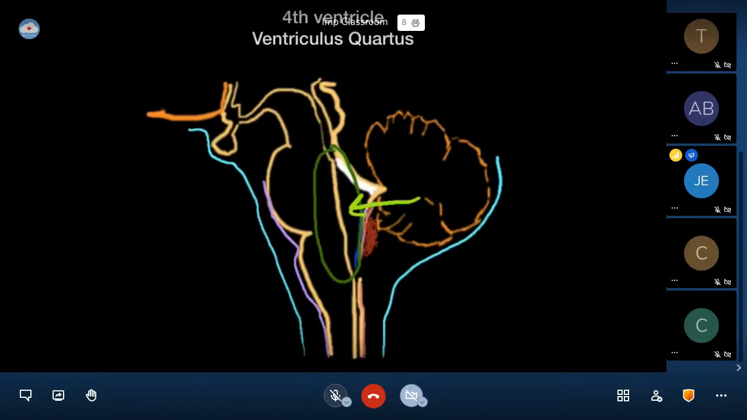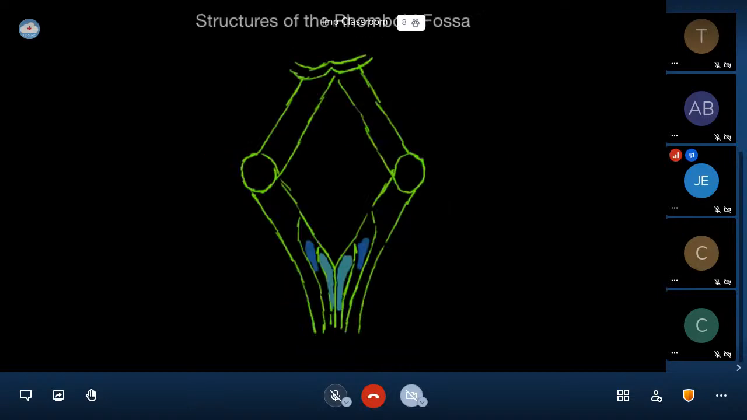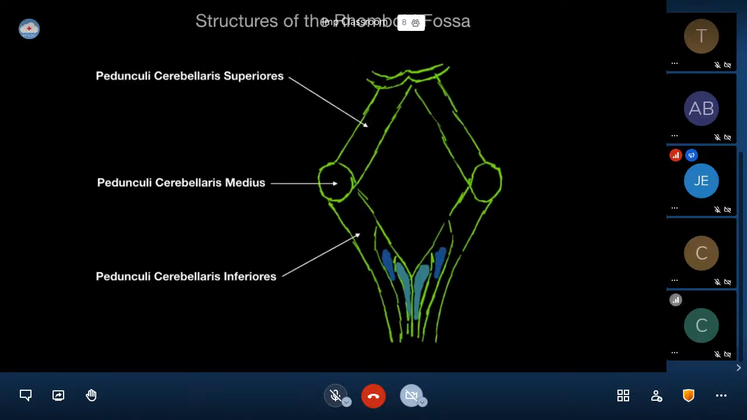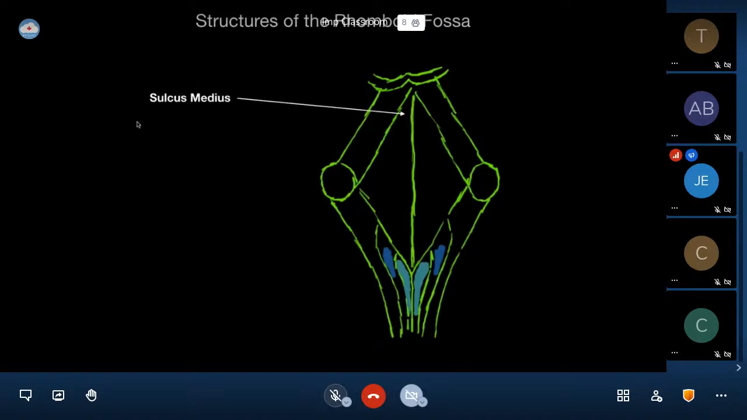Now let's go ahead and start with the rhomboid fossa right here. If you remove the cerebellum and some of the peduncles and look at it from this perspective, you're going to see that it looks like this. So the rhomboid fossa is bordered by the peduncles: the superior peduncle, the middle peduncle, and the inferior peduncle. Now if you look at the internal structures of the rhomboid fossa, you're going to find a sulcus. The sulcus is going to divide the rhomboid fossa into two symmetrical halves. So everything you find in this half, you're going to find in this half as well, and the opposite.